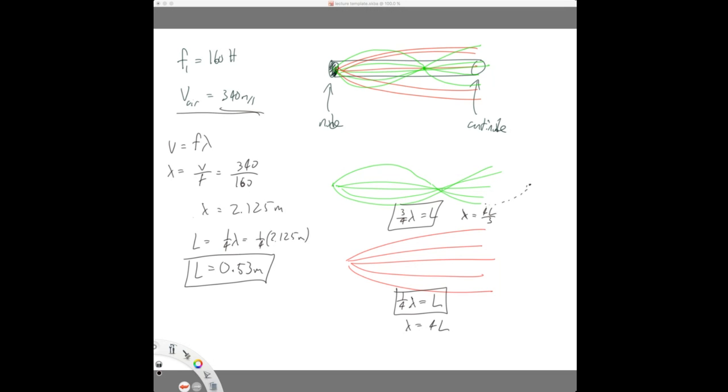Especially on the final, it's going to be several pages of equations. I'll try to get the equation sheet up for Friday and for the final soon, so you can take a look at them.